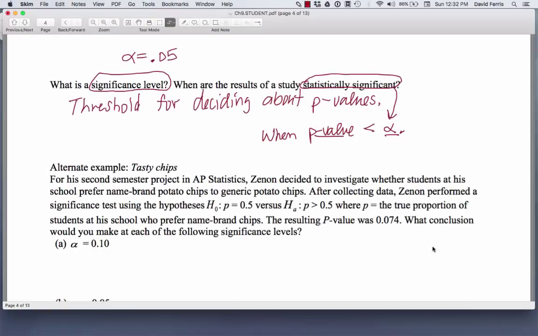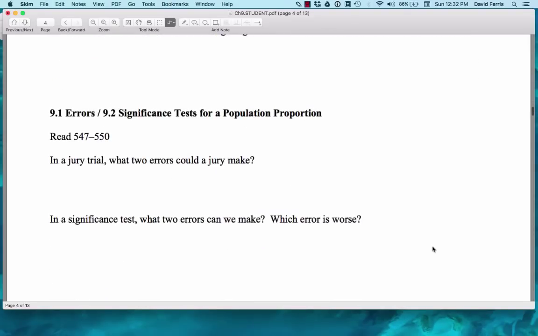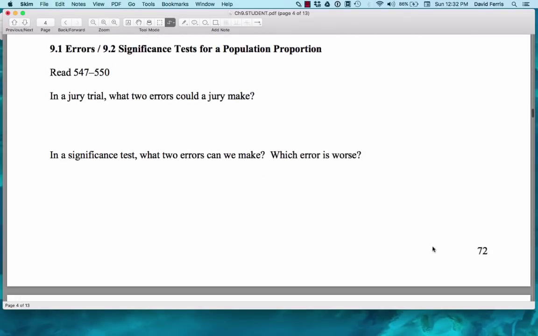So let's go to our handout and go to page 72 at the bottom. And again, using kind of the jury trial as an example, there's 2 possible errors that a jury trial could make. One would be releasing a guilty person.